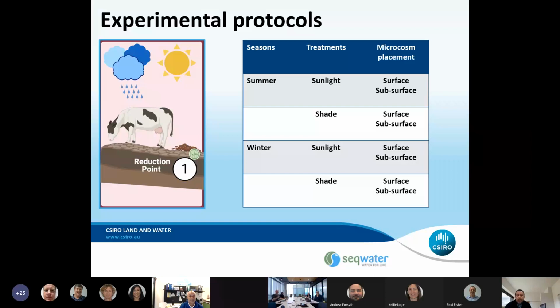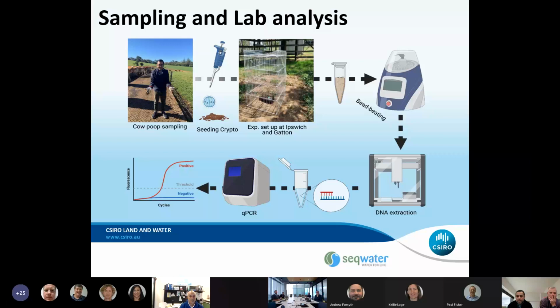For this study, we chose 2 seasons, summer and winter, under sunlight and shaded conditions. For sunlight and shaded treatments, we placed the microcosms on the surface and subsurface of the cow pats to show the impacts of placement on the decay of crypto as well. This was really a fun project. We had to collect some cow poop samples from Malini Dairy Farm. We brought the samples to the lab, and then we seeded Cryptosporidium parvum at a known concentration. I think it was 10 to the power 5 per 250 milligram of feces.